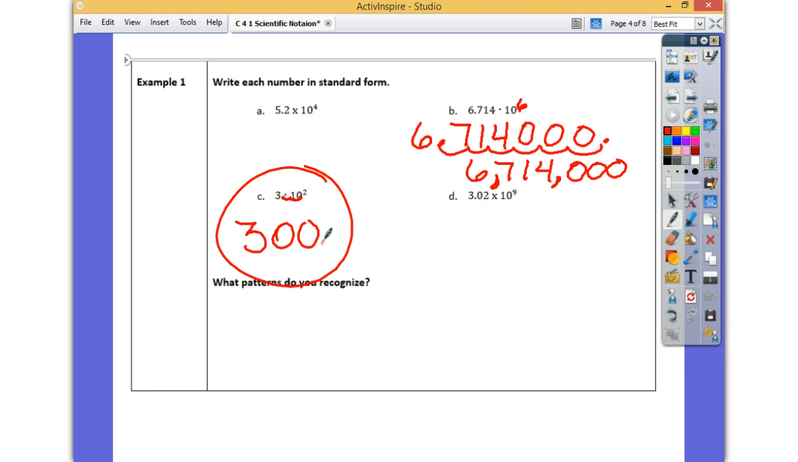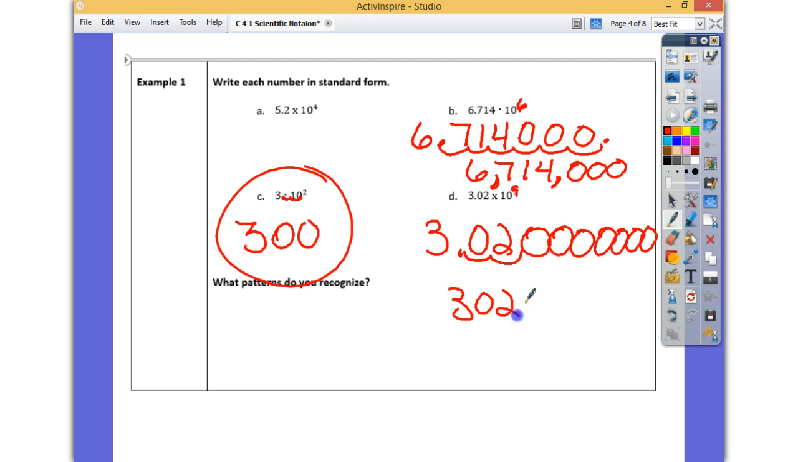Look at you guys, you're rocking it. 3.02. How many times did you move the decimal? 9. 9 to the, which way? It's a positive number. Move it to the right to make a bigger number. There's 2. 9 minus 2, 7. So I'm going to have to add 7 more zeros here. Wowza. So 3, 0, 2, 1, 2, 3, 4, 5, 6, 7.